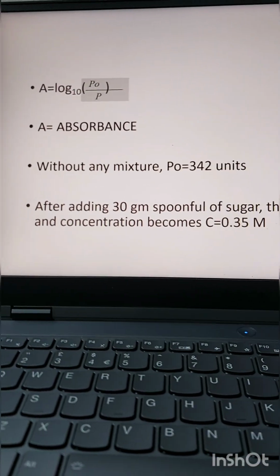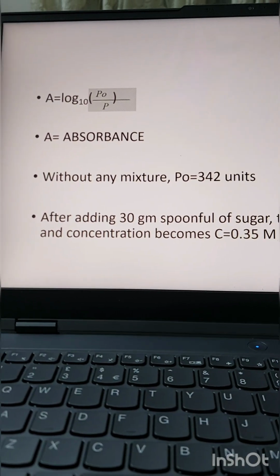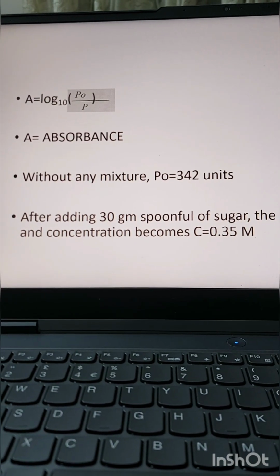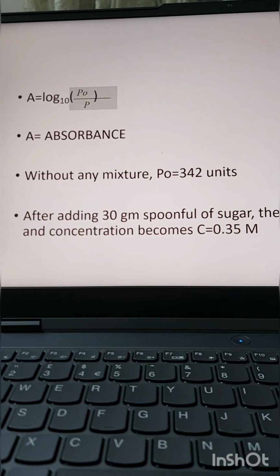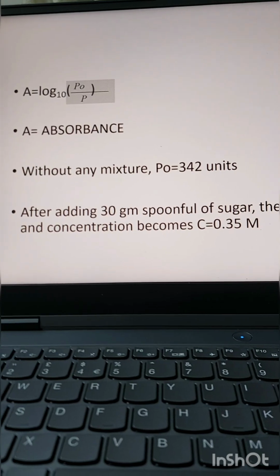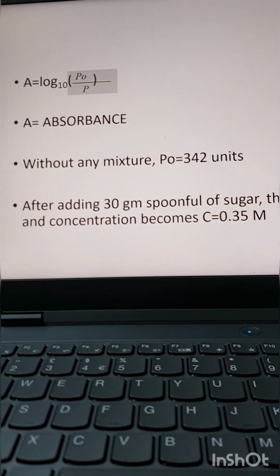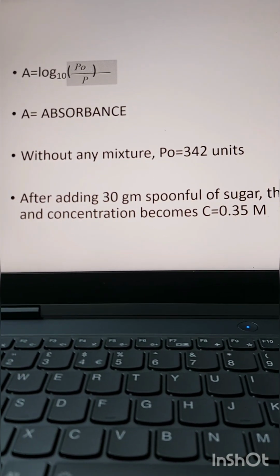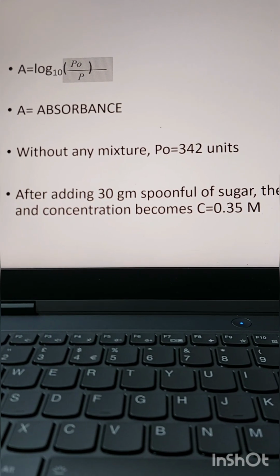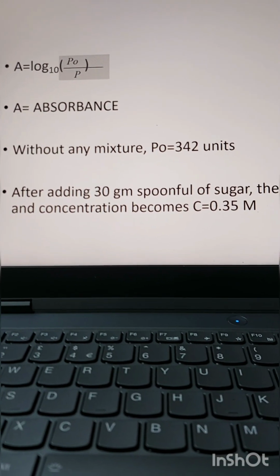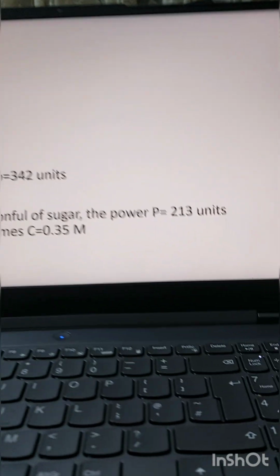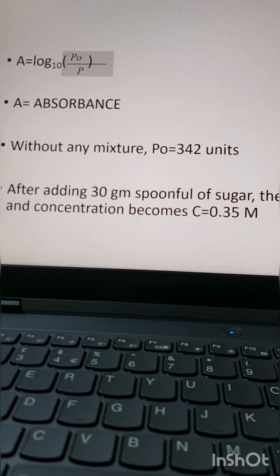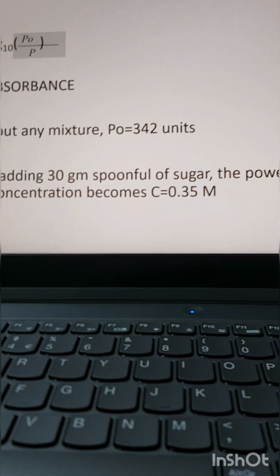Now we are calculating the absorbance of our light through the formula A = log10(P0/P), where P0 is the power of the incident light without any mixture, and P is the power of the light with the mixture, as we have increased the concentration continuously. Here A is the absorbance. Without any mixture, as you have seen, the power of the laser light source is 340 units, and after adding a 30 gram spoonful of sugar, the power becomes 213 units. The 30 gram spoonful of sugar's corresponding concentration is 0.35 molar.